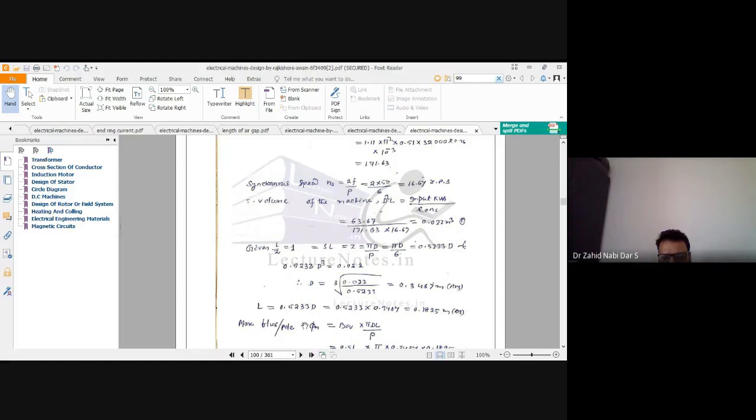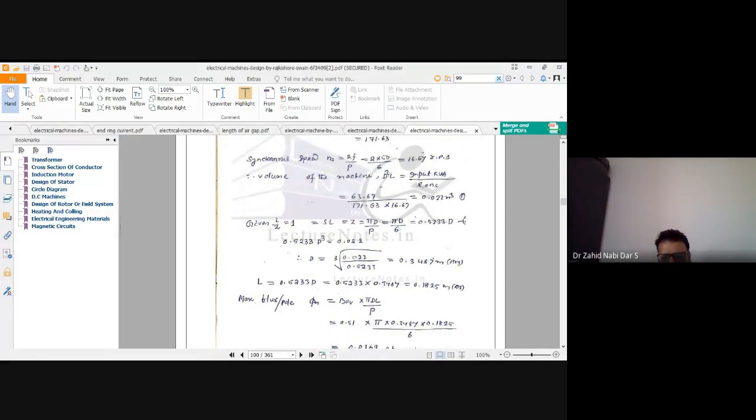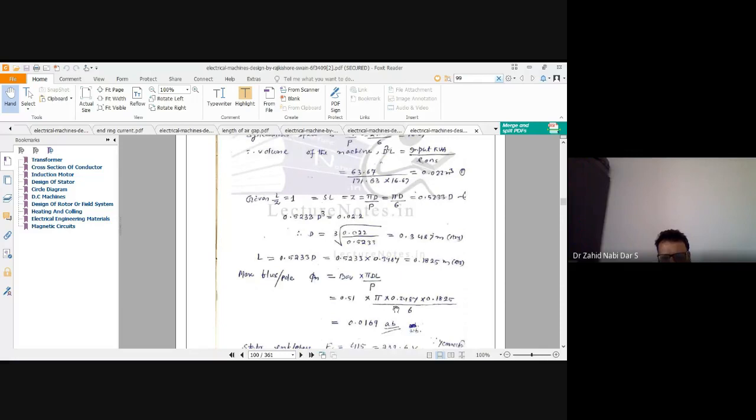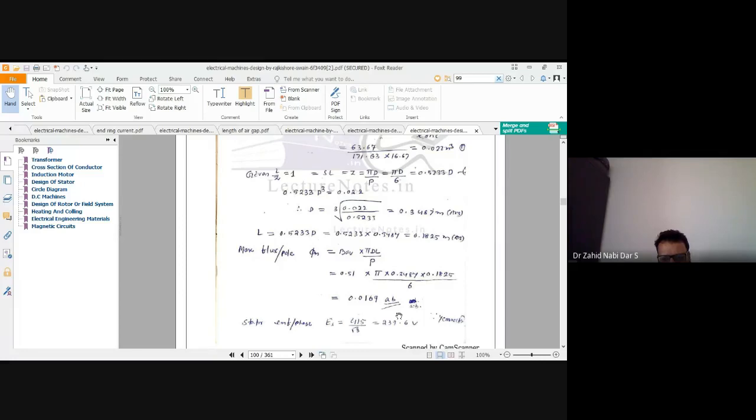Phi m is equal to B_av pi D L by P. So B_av is mentioned, pi value you know, D value you know, L value you know, P value you know. So you can calculate flux per pole. That happens to be 0.0169. This is Weber. This is not AB, it's a mistake, Weber.